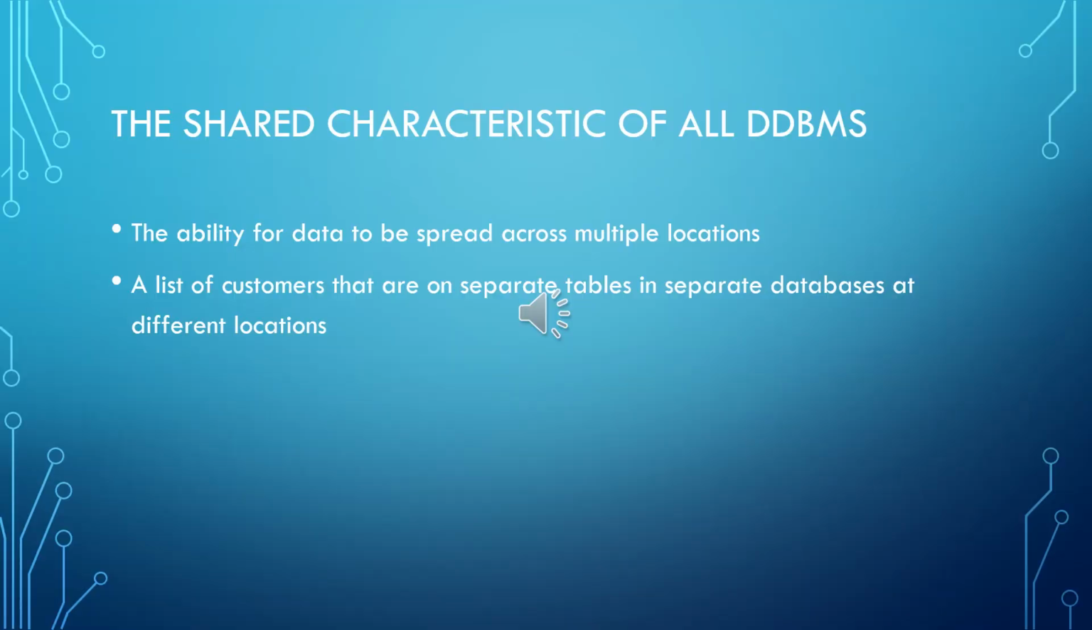The shared characteristic of all DDBMSs is the ability for data to be spread across multiple locations. This can be called sharding, where data can be stored wherever and still all be part of the collected data. An example could be I have a list of customers that are on separate tables and separate databases at different locations, but I can still see them as part of the whole data set.